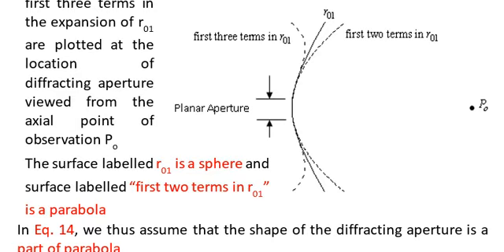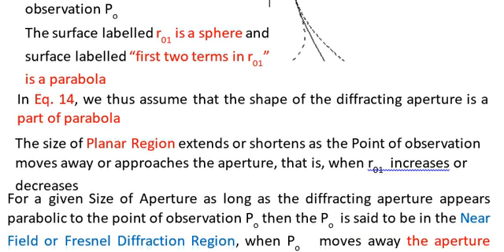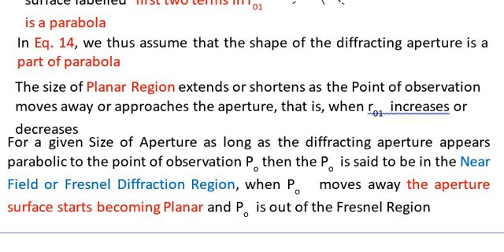But if P0 moves further away, then we have a plane region. That is, we are talking about the plane region. In that case, we are not in the Fresnel region. So as far as we are talking about this region, which is parabolic, it means that we are in the near field or in the Fresnel region of the diffraction. That is, the Fresnel diffraction formula will be applicable in that case.